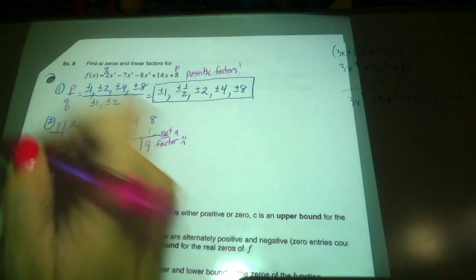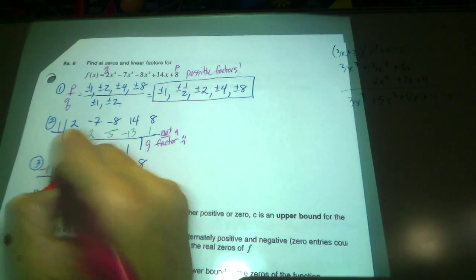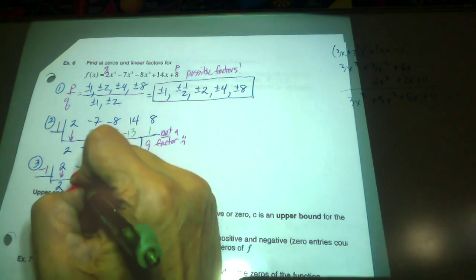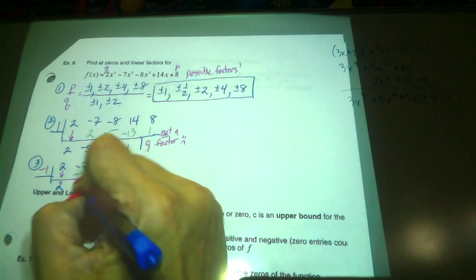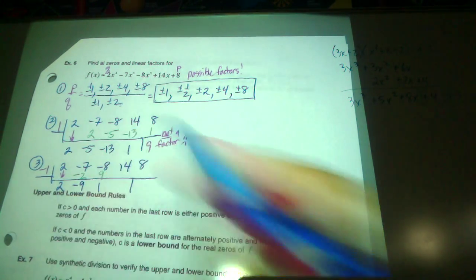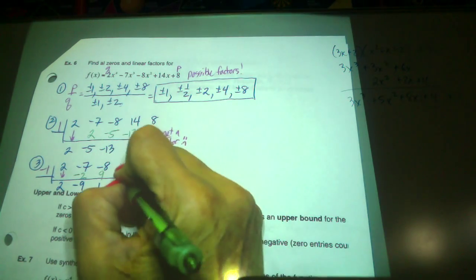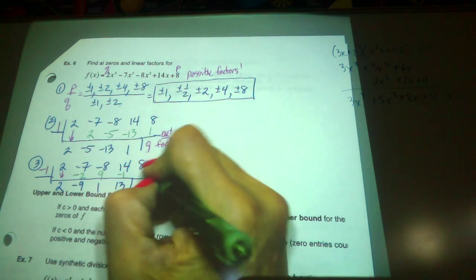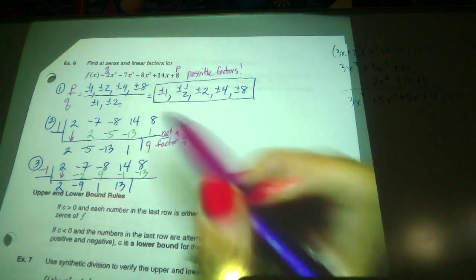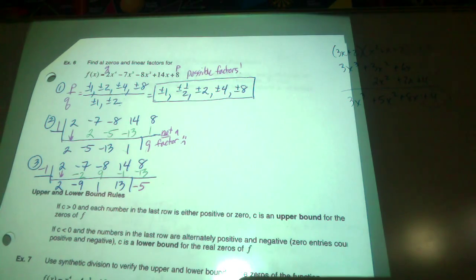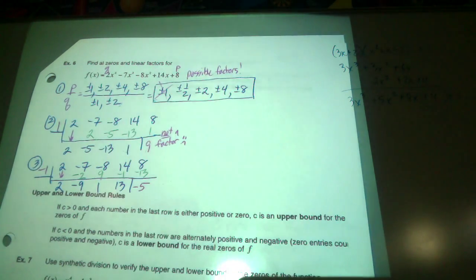I'm going to plug in negative 1. Bring down the first term. Multiply. Negative 1 times 2 is negative 2. Add down, I get negative 9. Negative 1 times negative 9 is 9. Add down, I get 1. 1 times negative 1 is negative 1. Add down, I get 13. And negative 1 times 13 is negative 13. And I get negative 5. Well, all that tells me is that negative 1's out.